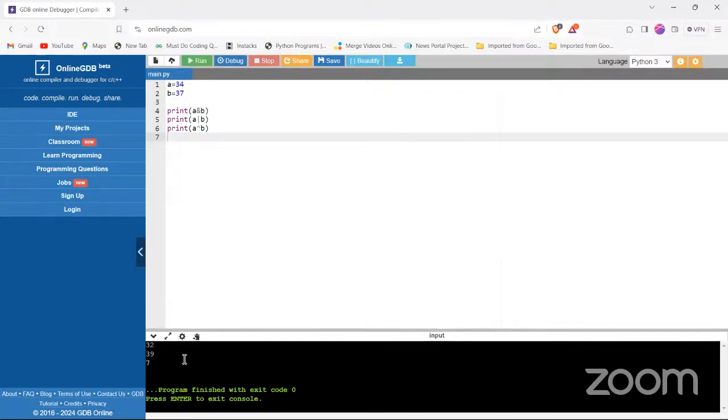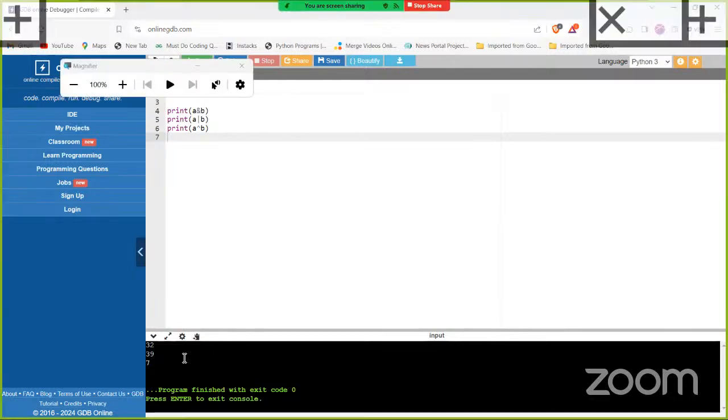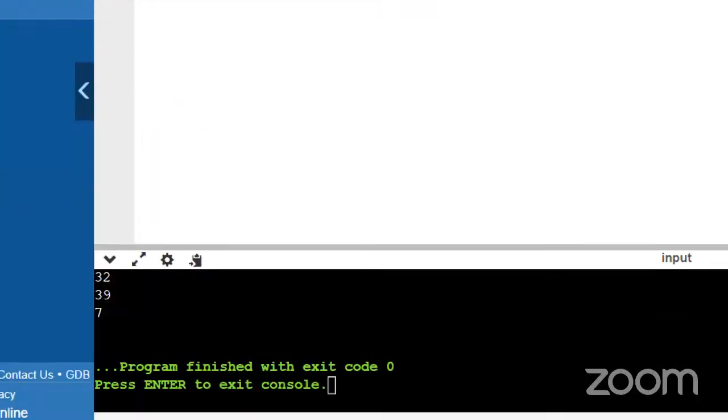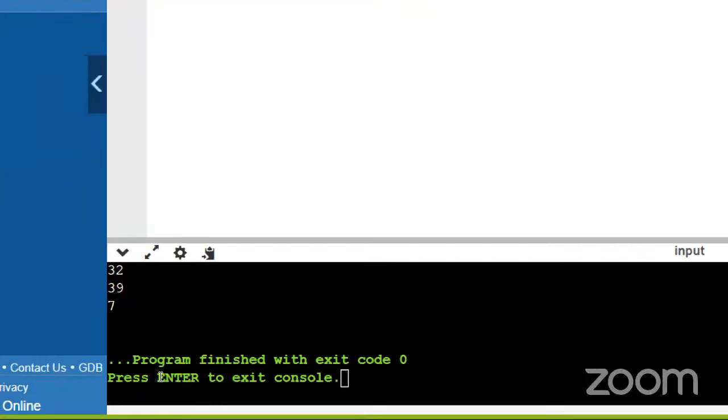And here we have the output. You guys can see. Let me just zoom it out. So you may probably notice. I want you guys to remember these values. Can you please confirm what the values are right here? 32, 39, 7. Yes, what are the values? The values are 32, 39 and 7.